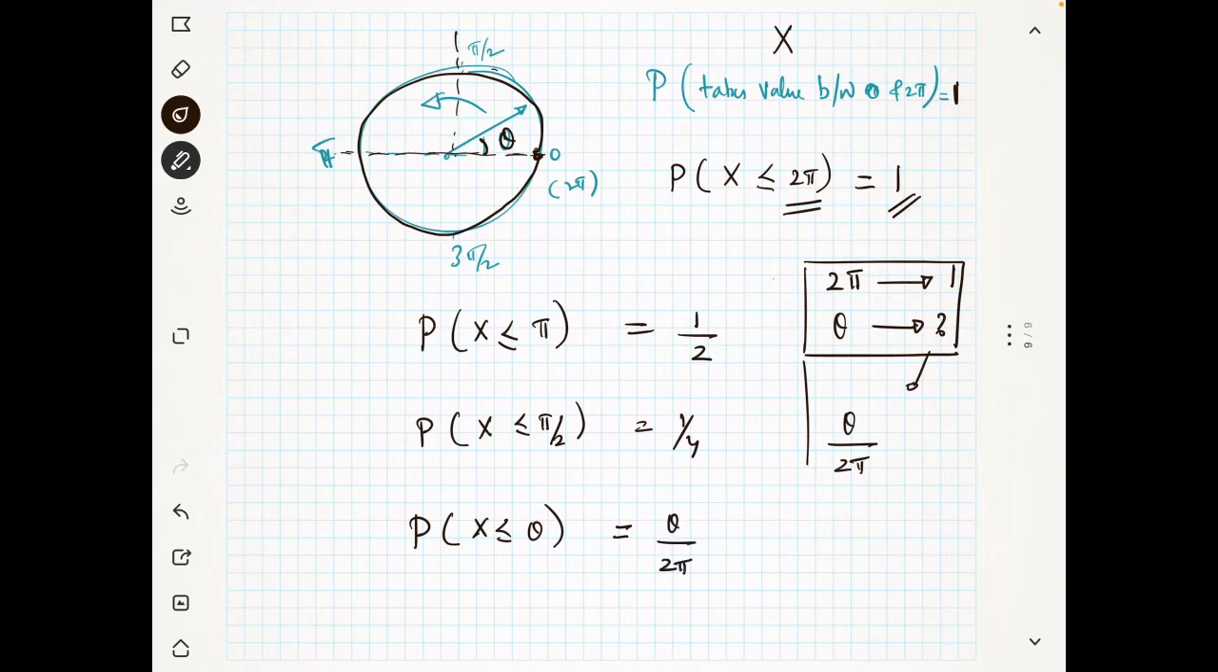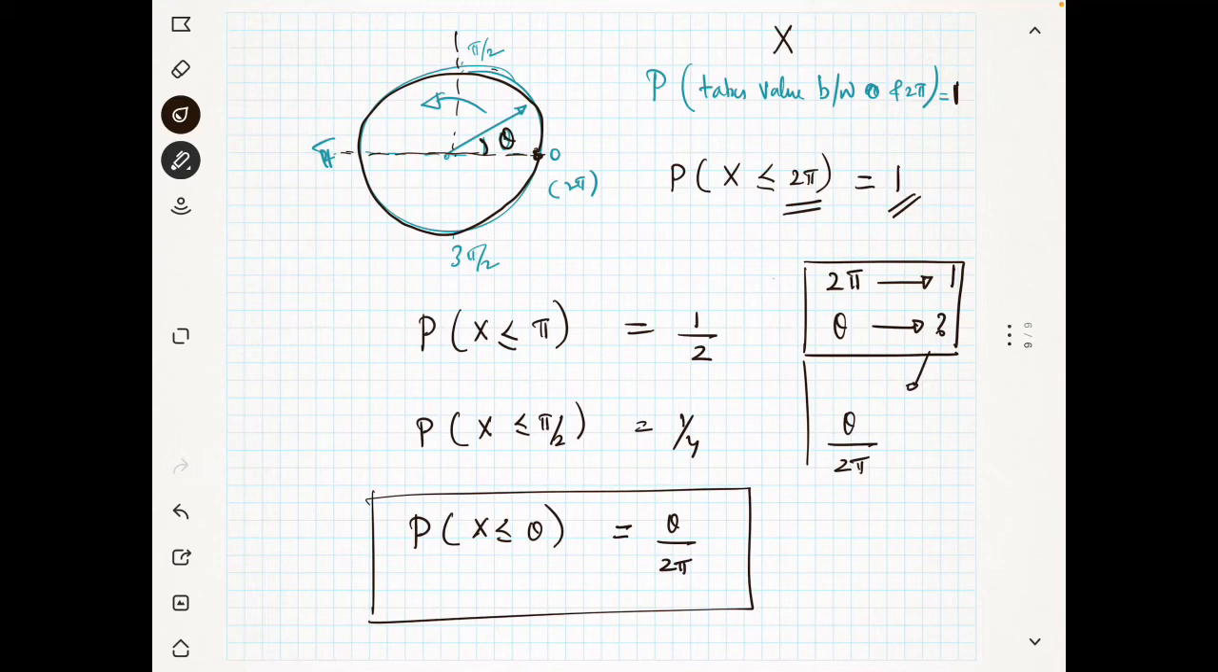This is the probability distribution function. So the probability that x takes a value less than or equal to theta is nothing but theta by 2 pi.